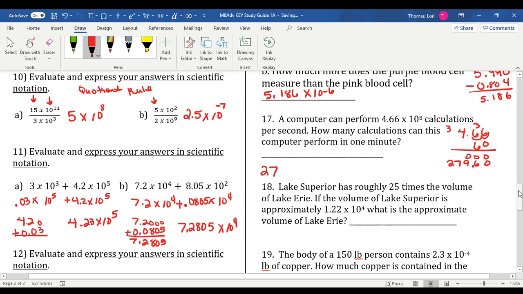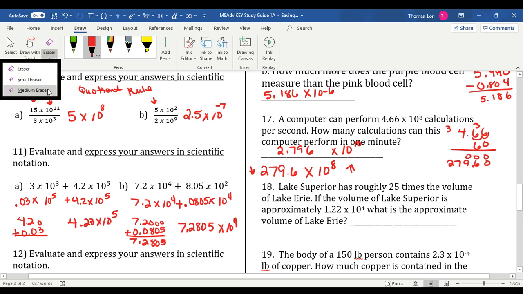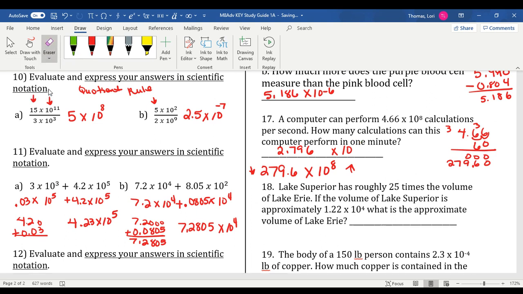So we have 279.6 times 10 to the 8th, but we have to adjust. So we're going to go down here twice. So we have to go up here twice. So that's 10 to the 10th. We get 2.796. So let me just erase that, make that a little bit better. 10 to the 10th.